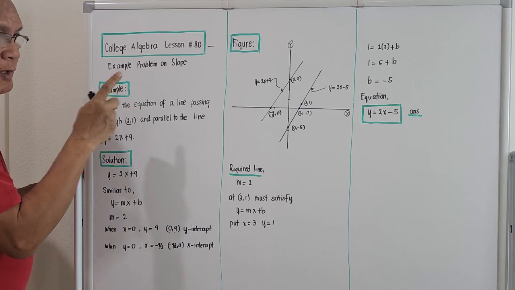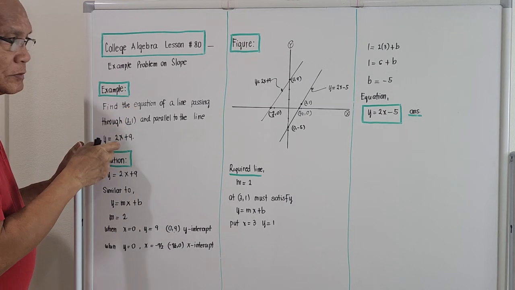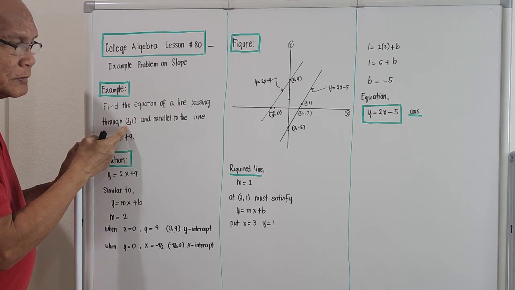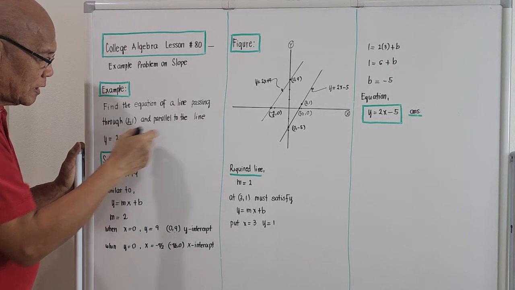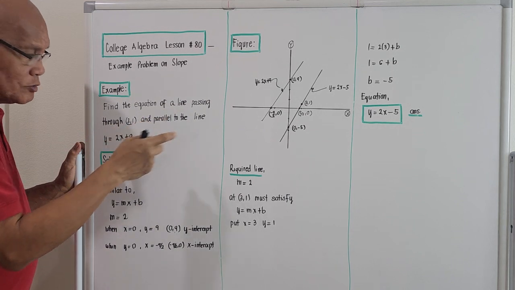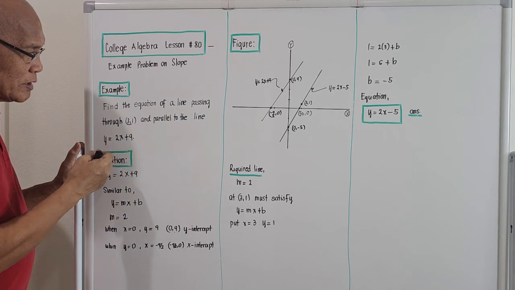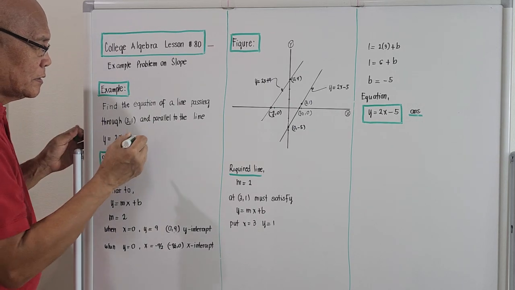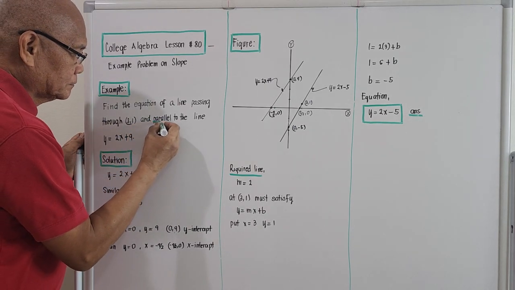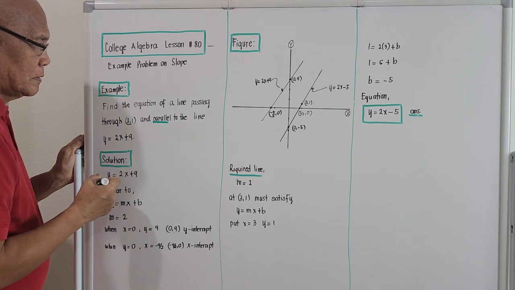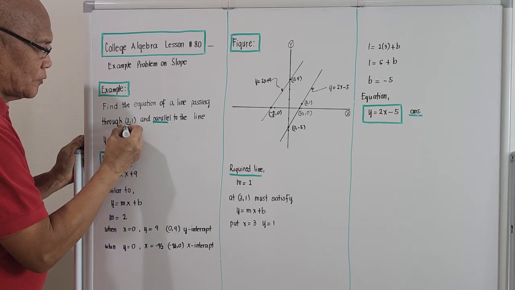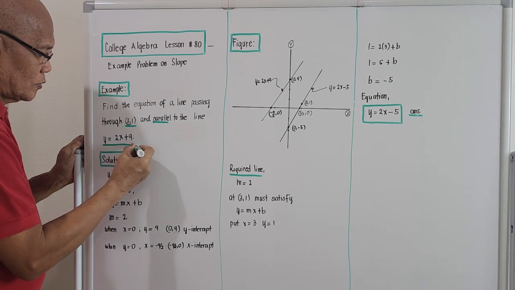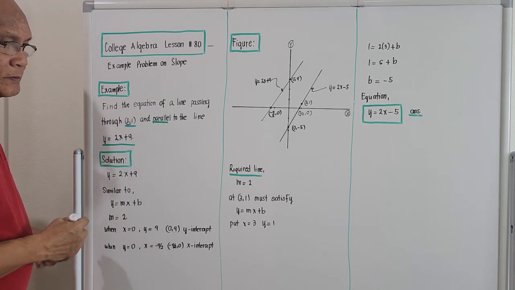Find the equation of a line passing through a point with coordinates 3 and 1 and parallel to the line. The given equation of the line is y equal to 8x plus 9. We got a root word here, parallel. And it passes through the point with coordinates 3 and 1. The equation of the line is y equal to 8x plus 9.